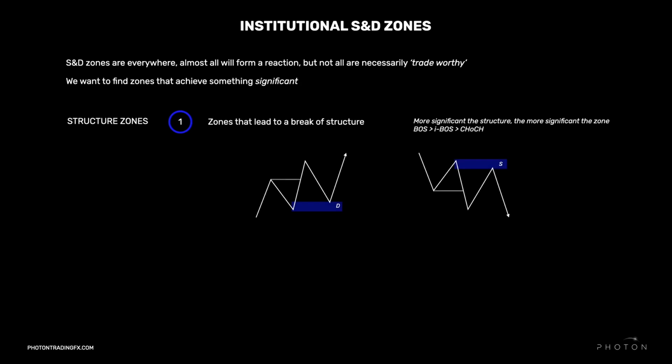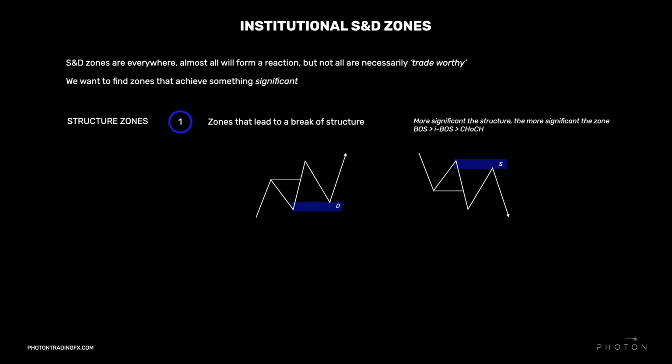But the first and main way that we look at to validate that a zone is an institutional zone is we want to look for ones that led to a move that broke structure. Okay, so we want to find where did that demand come into the market that led to price being able to break structure to the upside, to break a high and form a higher high. Likewise, we want to find where did that supply come into the market that led to price being able to break structure to the downside, to break a low and form a lower low.